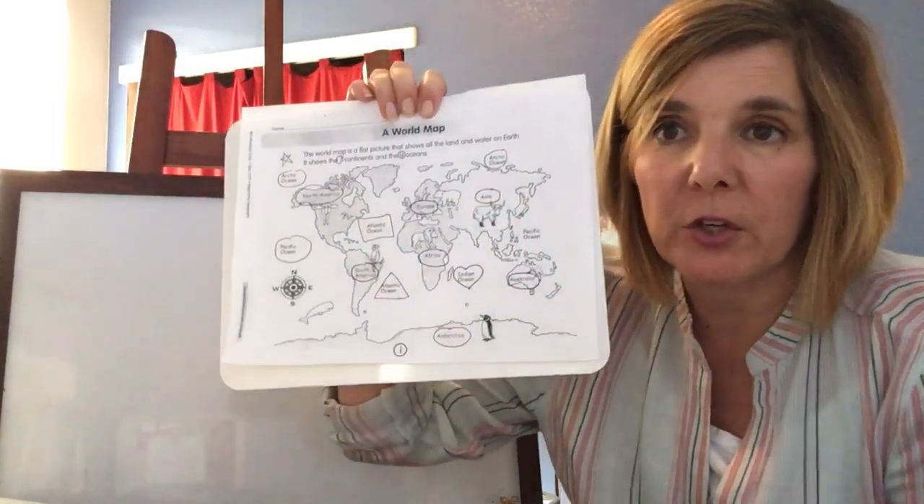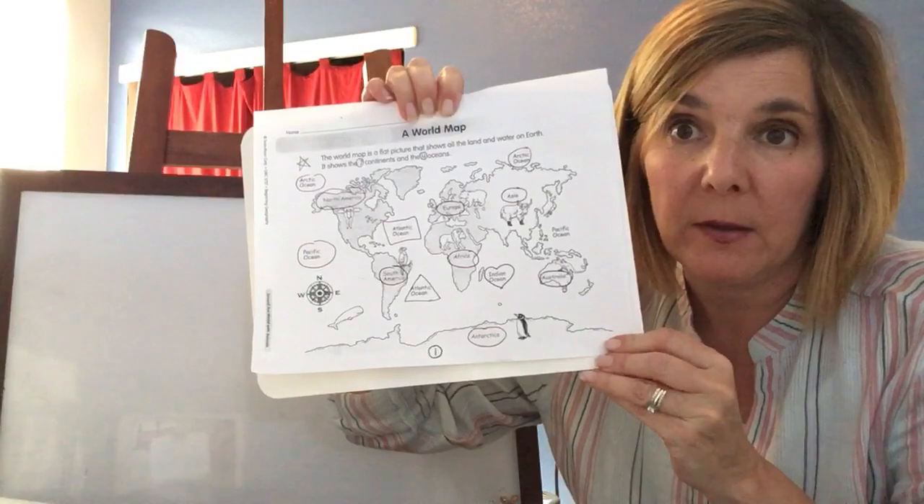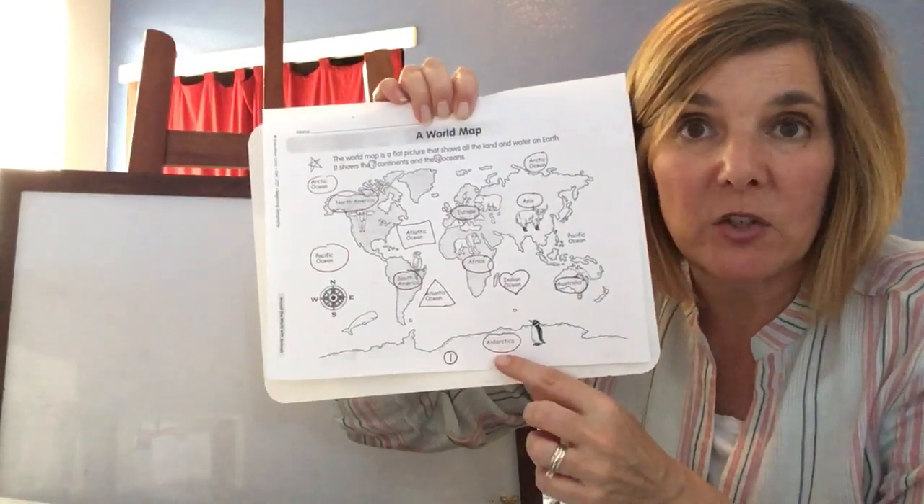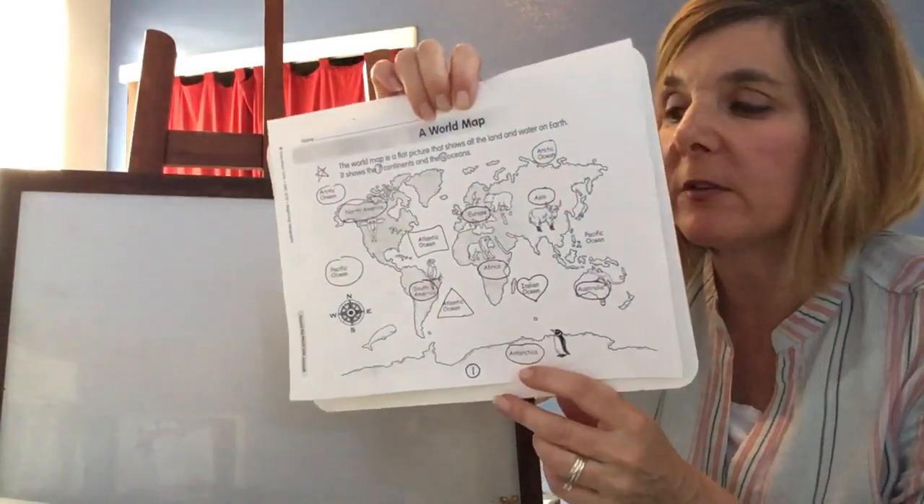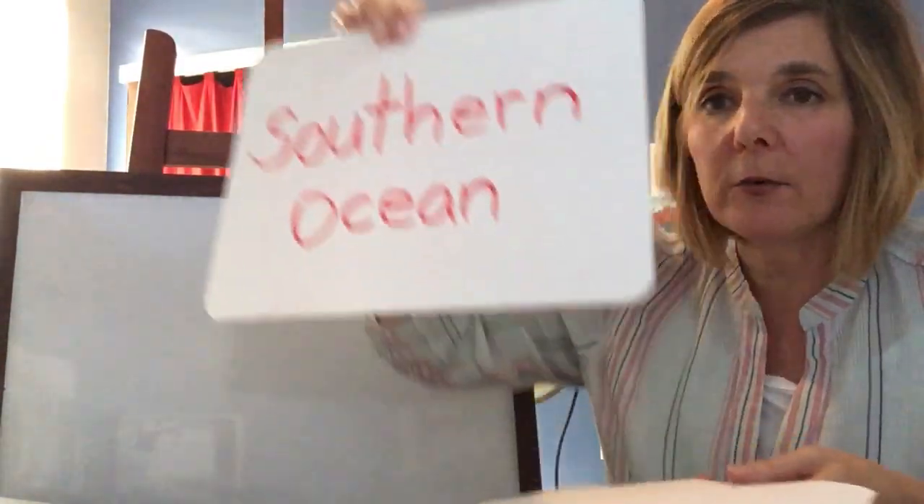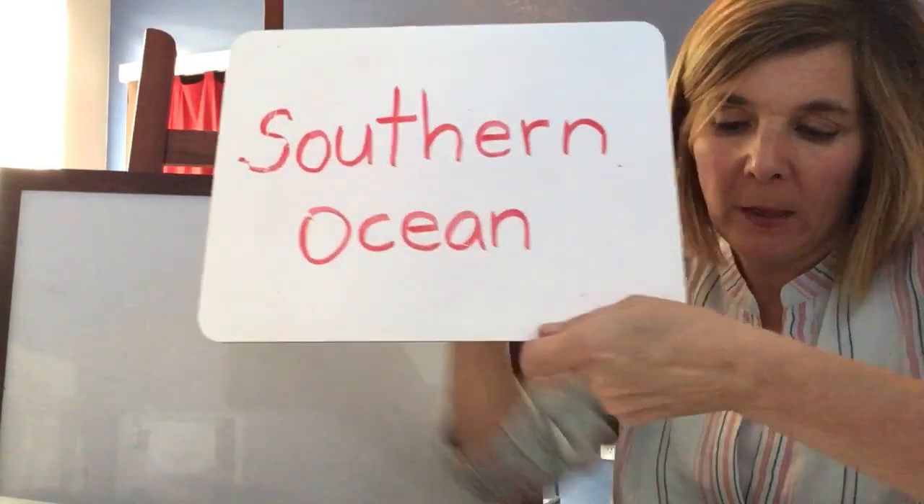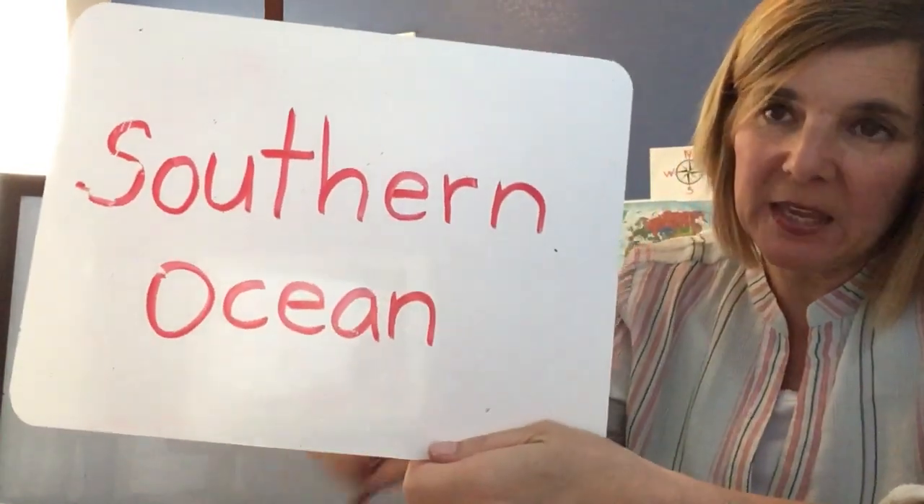All right, now the last ocean I want us to identify is the Southern Ocean. Do you remember where it is? It's south on the map, right next to Antarctica. Now here's how to spell the word southern. Southern Ocean. So I want you to write it on your map right near the penguin.